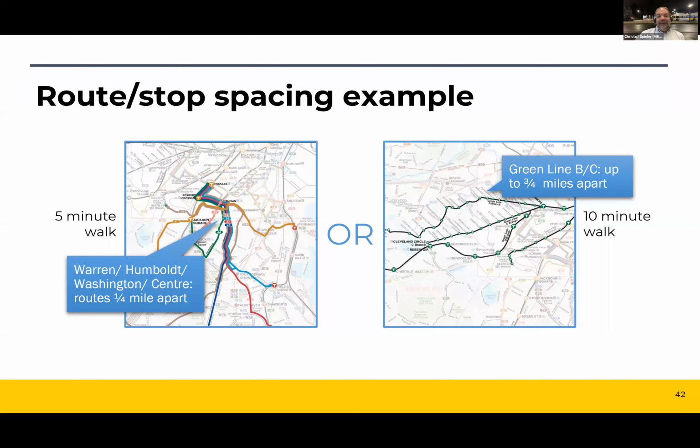We are already seeing this kind of trade-off embodied in the network. You can see neighborhoods like on Warren, Humboldt, Washington, and Center, where there's routes only a quarter mile apart. That's a 5-minute walk from one route to another, which means you're at max a 3-minute walk away from the nearest route. But then if you go further west out on the green line, you see cases where the nearest parallel routes are 3/4 of a mile apart and people walk further to transit.